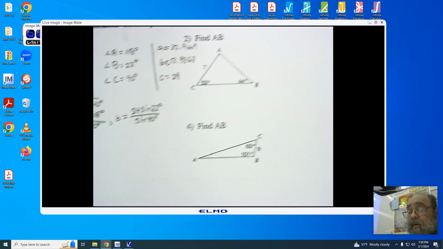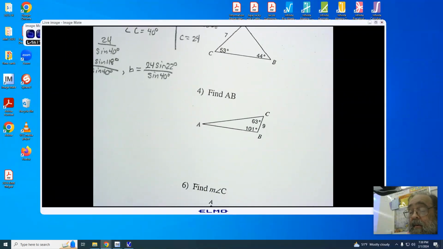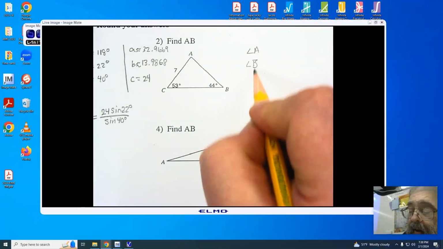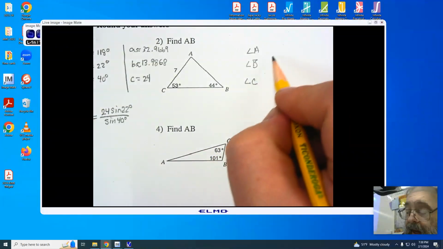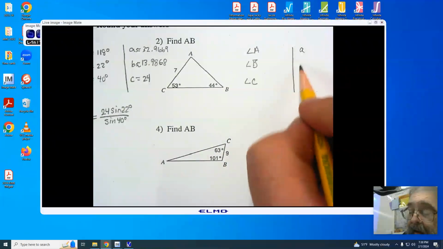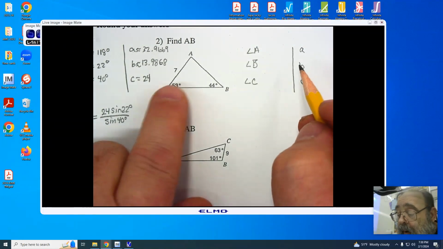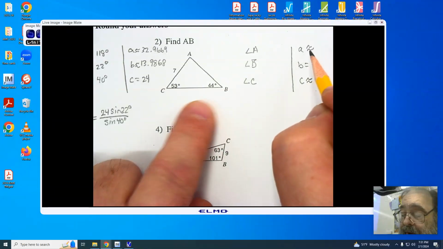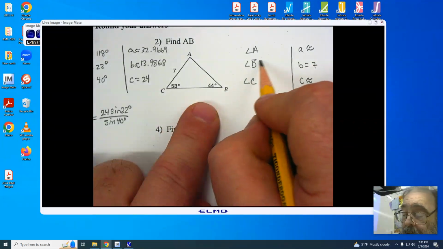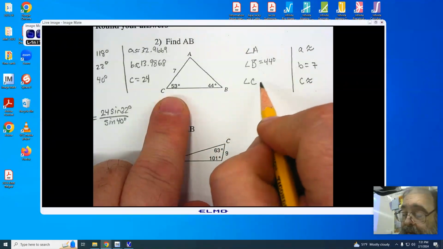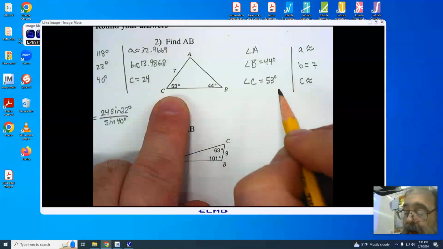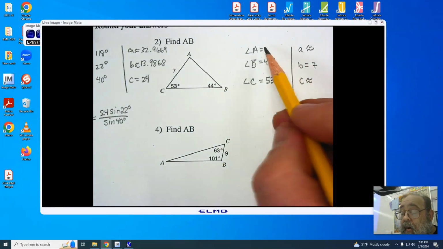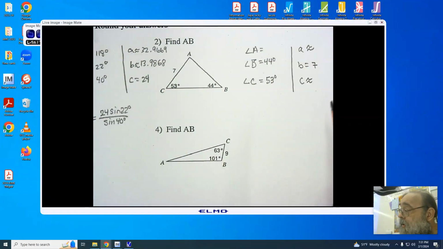You should try number 2 and see if you can find that answer. Start by putting all of your letters, angle A, angle B, angle C, putting in the angles, then identifying A, B, and C. We can see that our B is the 7, C and A are going to be approximations. Our angle B is 44 degrees. Our angle C is 53 degrees. And we're going to find angle A by taking 180 minus the sum of the two other angles.